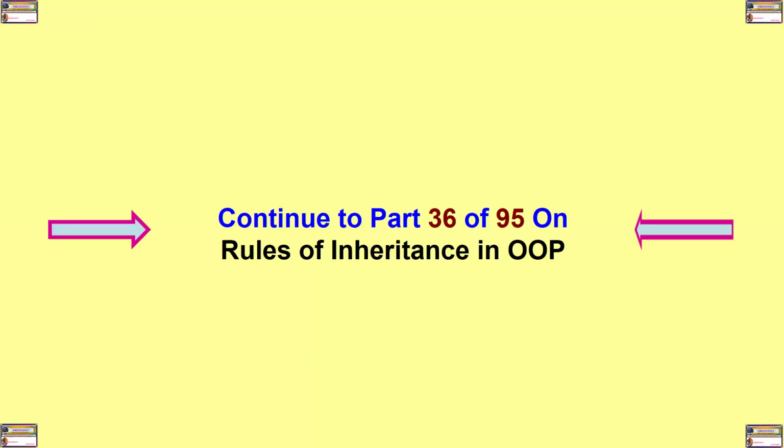And with that, we have come to the end of part 35 of the 95-part series. You can now continue to part 36 of 95, in which we are going to be focusing on the rules of inheritance in object-oriented programming.